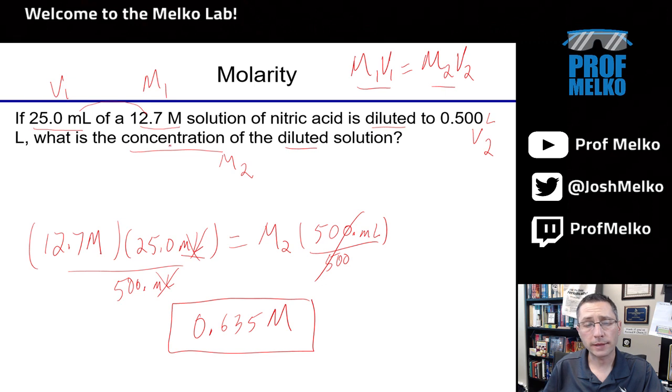And it goes down, that's what makes sense. As I dilute something, it gets less concentrated. It goes from 12.7 to 0.635. So that should be the final answer here. So that's just some example problems of mass percent, molarity, and dilutions, and covering the concept of like dissolves like.